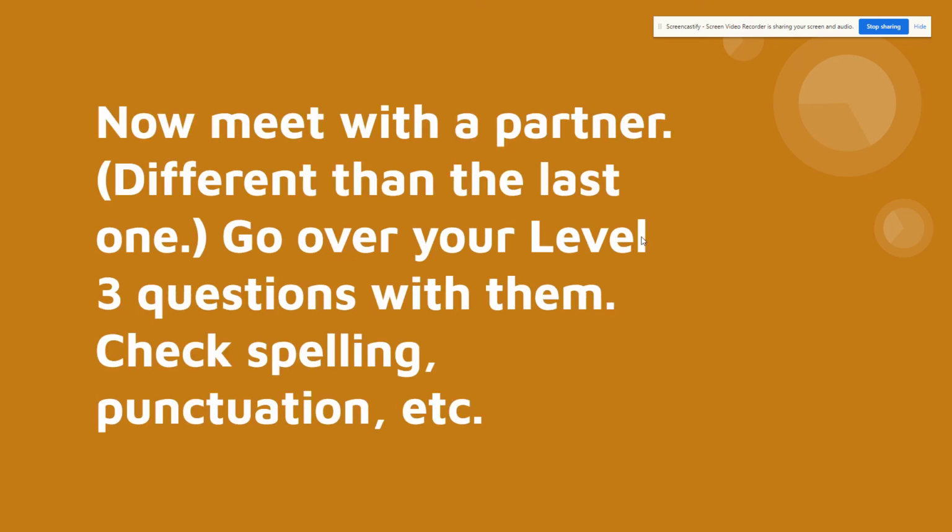Now, although it says meet with a partner, and if you're in class, you will definitely be meeting with a partner, I would really like you, even if you're at home doing this, to go over your level 3 question with another adult. Tell them what's expected. It has to be something where I give my opinion. Is this a good question for them? I want them to give their honest opinion. Have them help you.